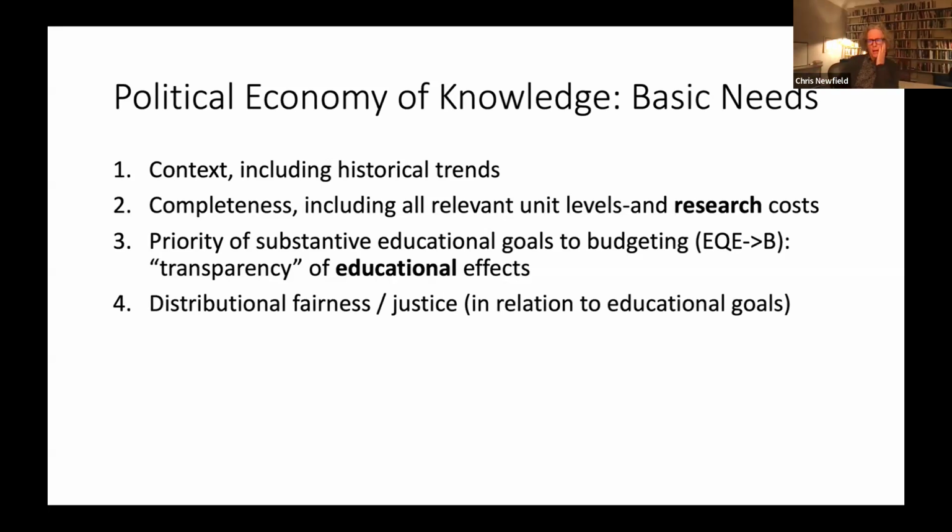Fourth is the goal of distributional fairness, or what's sometimes called distributive justice. And this doesn't mean that everything's the same for everybody, but it would mean that there'd be an apportioning of resources in relation to the diverse educational goals of diverse units. So some disciplines need more equipment than others, and some need larger or smaller class sizes than others. But these differences would be hammered out within a framework of equity, fairness, justice.